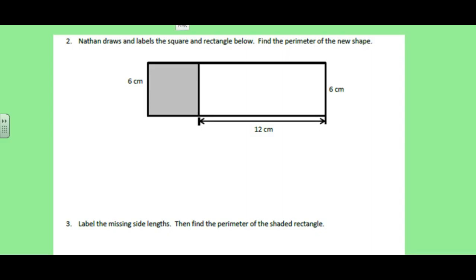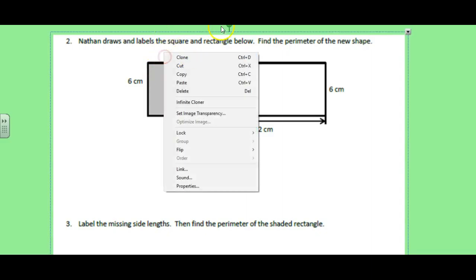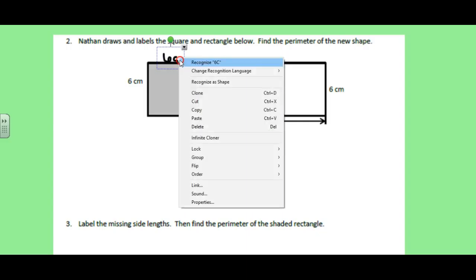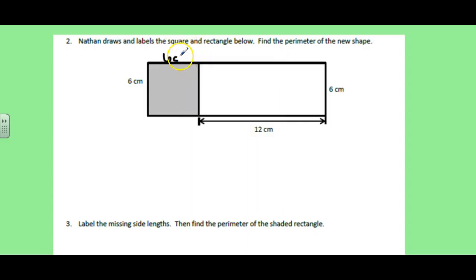So what we're going to do now is label the missing side lengths for these. And we know that if we have a square, these side lengths are all the same size, except we just do not have to label this one that's inside the shape, because we're not going to the inside of the shape.